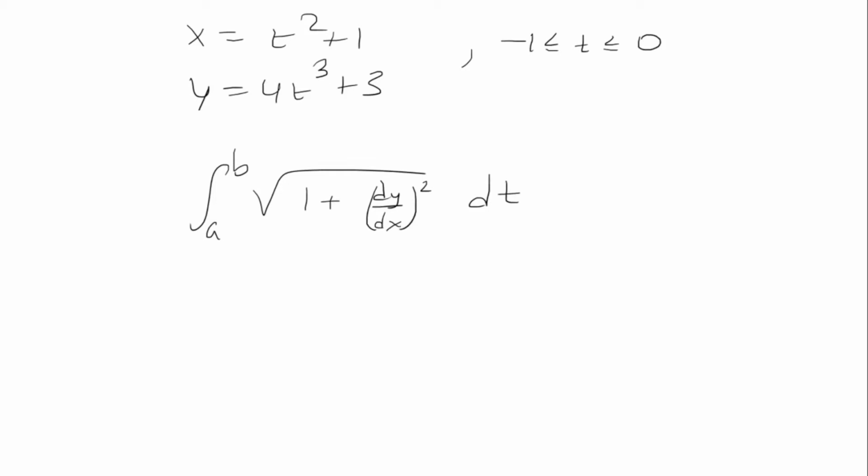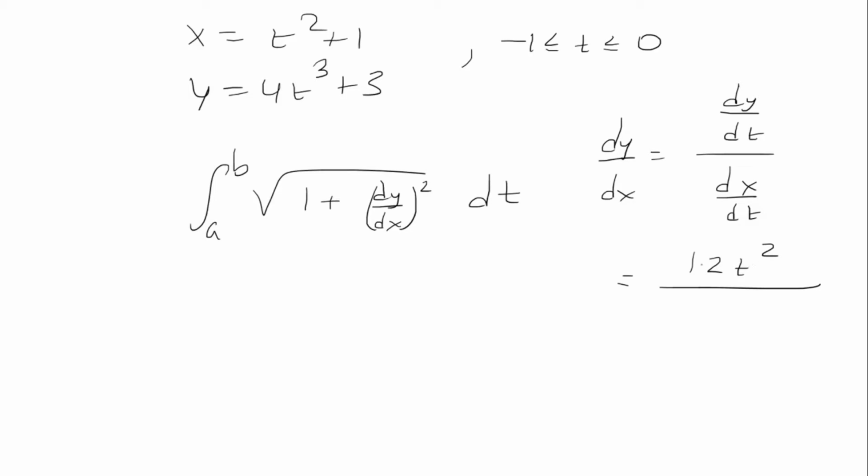So first, let's find the derivative of y with respect to x. That's just going to be dy over dt over dx over dt. Now, y is just 4t cubed plus 3. So if I take the derivative, it's 12t squared. X is t squared plus 1, so the derivative of that is 2t. Simplify, I get 6t.